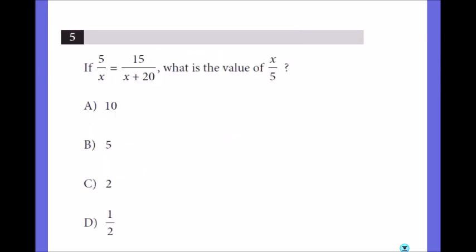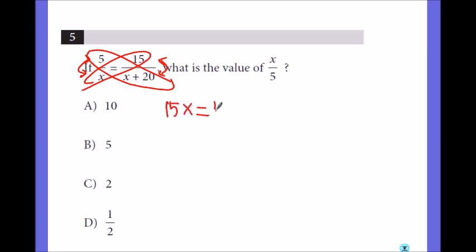So 5 over x equals 15 over x plus 20. What is the value of x over 5? If you're looking for x over 5, we can flip these two, but that still does not give us the answer. So we have to solve for x. So 5 times x plus 20 equals 15x, 5x. Don't forget to distribute to 20 too. So it's 100, 5 times 20.